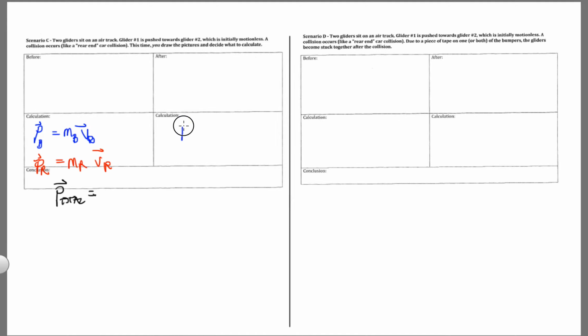So you'll have P prime blue, the final, and then you're going to do the same for the red, P prime, and you can add those up into P total prime and see what you get. Are these two equal?